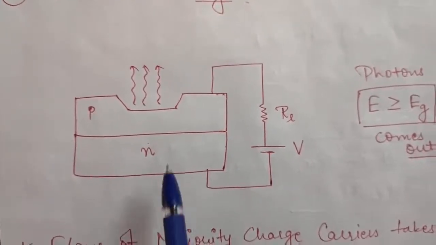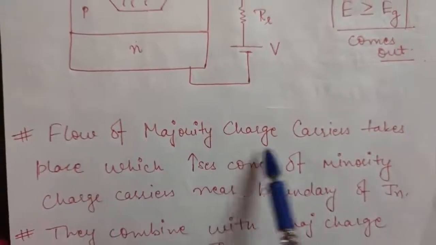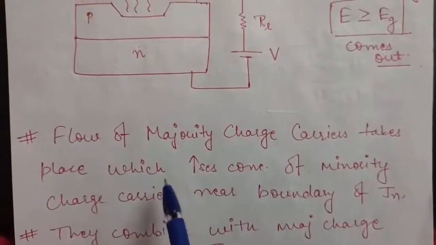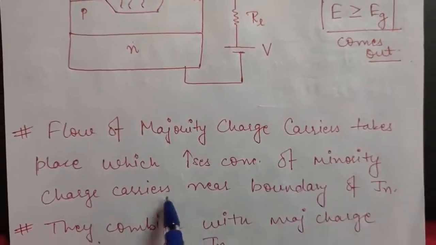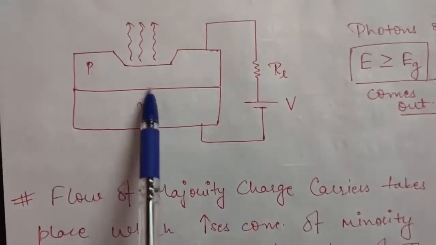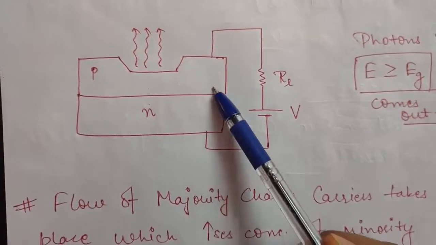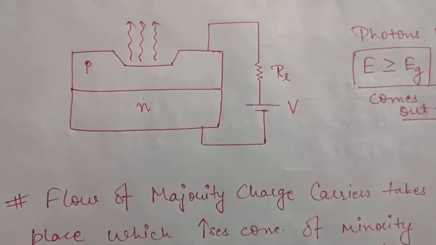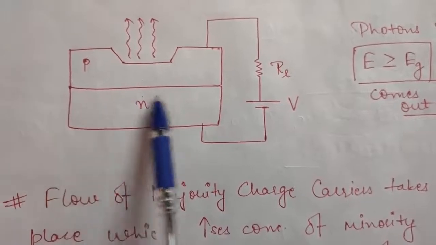So due to that, what will happen? I have written it here. Flow of majority charge carriers takes place, which increases the concentration of minority charge carriers near the boundary of the PN junction. Okay, so now when the concentration of these minority charge carriers increases near the junction, what will happen? They start to combine with the majority charge carriers which are present near the junction.